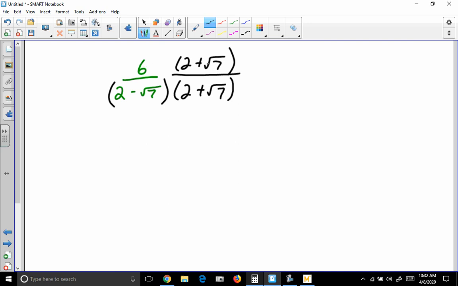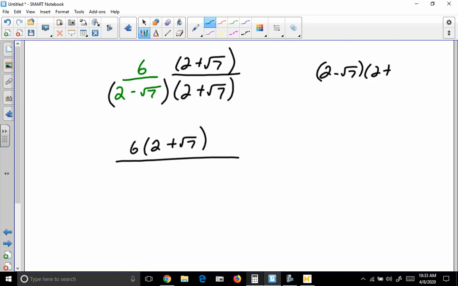Now on top, we could distribute that or we could leave it factored. If we distribute it, it's not really going to simplify any, so on top, let's just leave that as 6 times 2 plus the square root of 7. On bottom, we need to multiply it out. So we're doing 2 minus the square root of 7 times 2 plus the square root of 7.